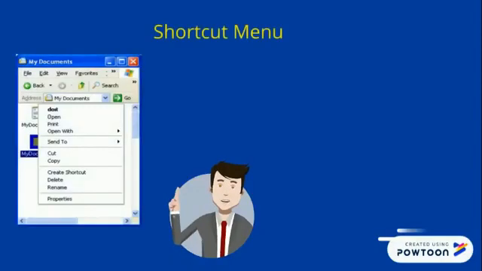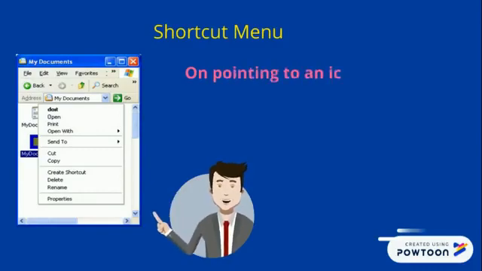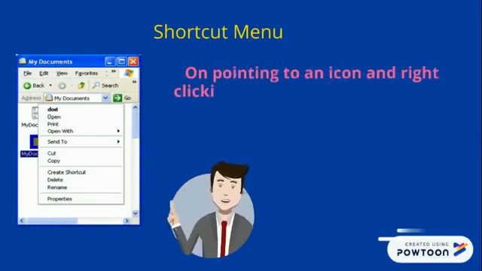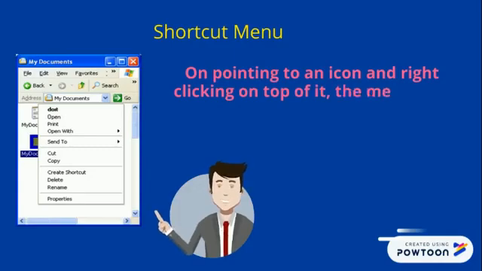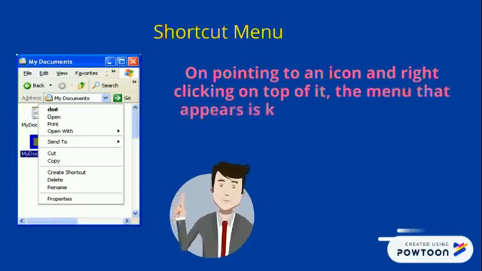The shortcut menu. On pointing to an icon and right-clicking on top of it, the menu that appears is known as the shortcut menu. This menu is also known as context menu.